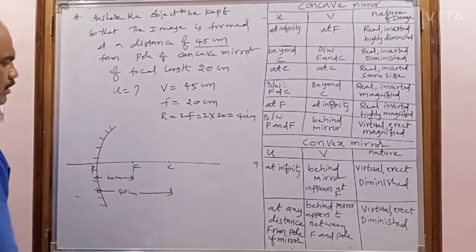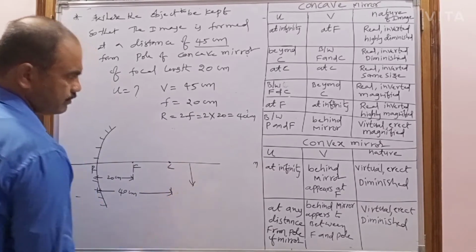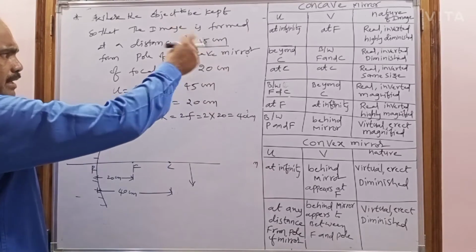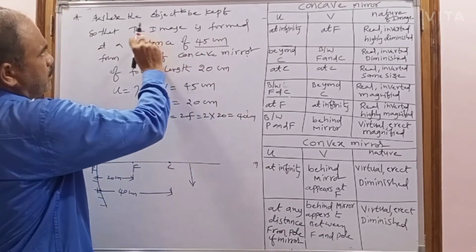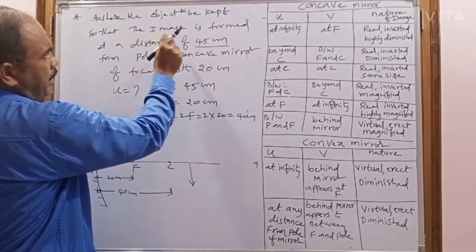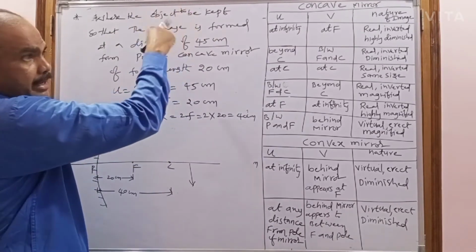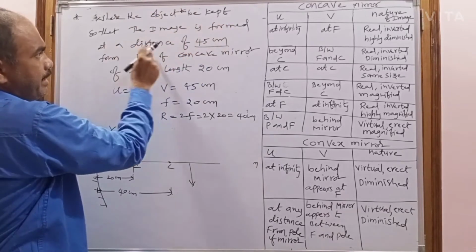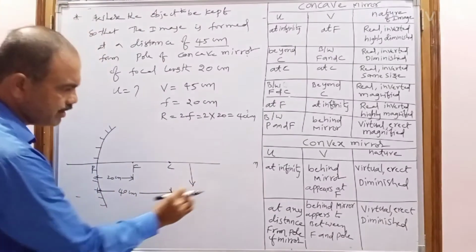45 centimeter. So now here the image is formed. They will also give a real inverted image sometimes. So the real, inverted image is formed at a distance of 45 centimeter. So it is an inverted image, and it is real.